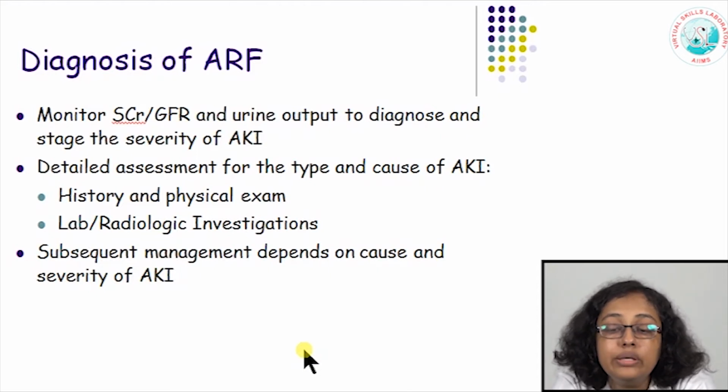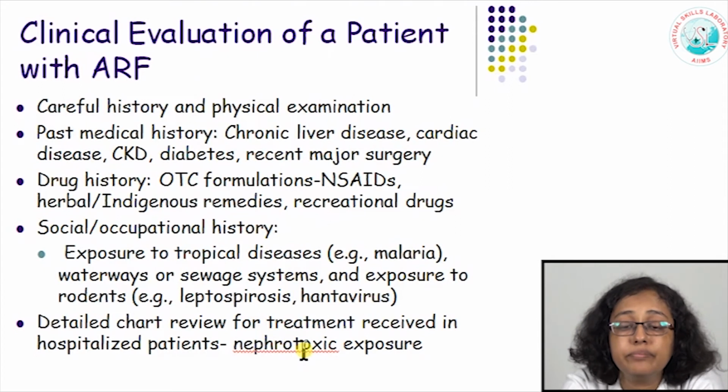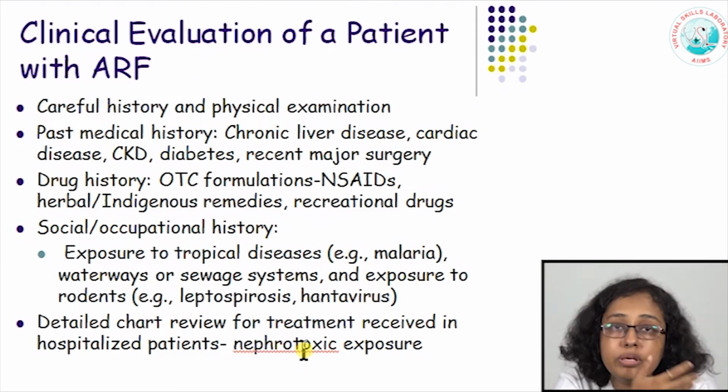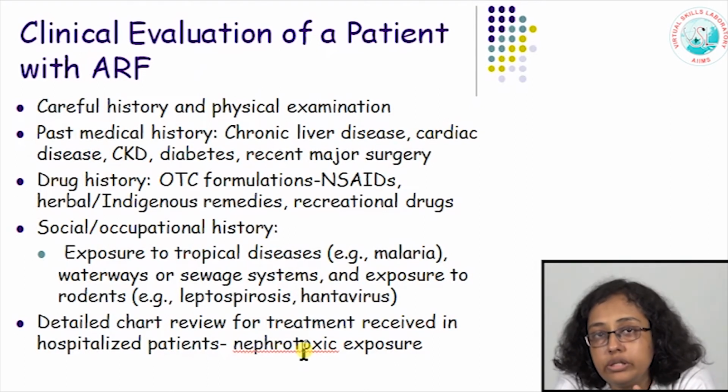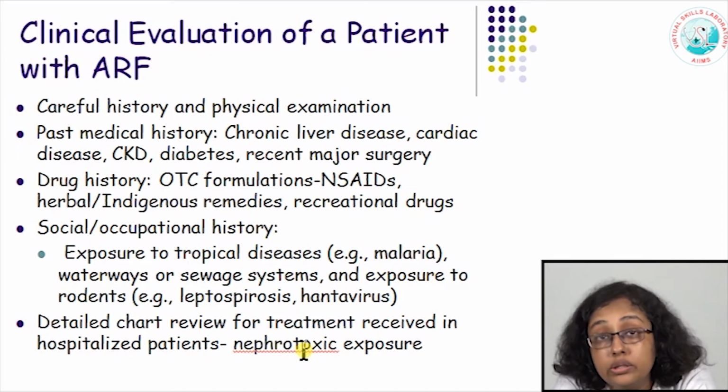And then you do a detailed assessment for the cause of acute renal failure. And the subsequent management will depend on the cause and the severity of the disease. Now, when we are evaluating a patient for acute renal failure, we know based on the serum creatinine, the estimated GFR and the urine output that the patient has acute renal failure. Now, why did the acute renal failure develop? We need a careful history and detailed physical examination.